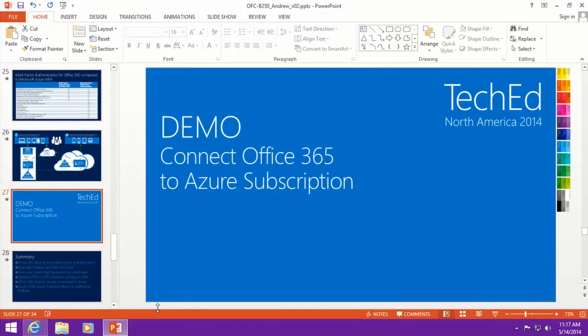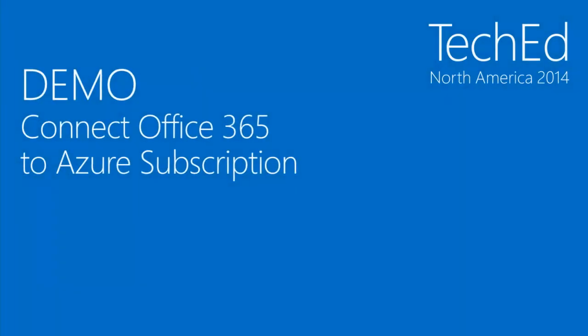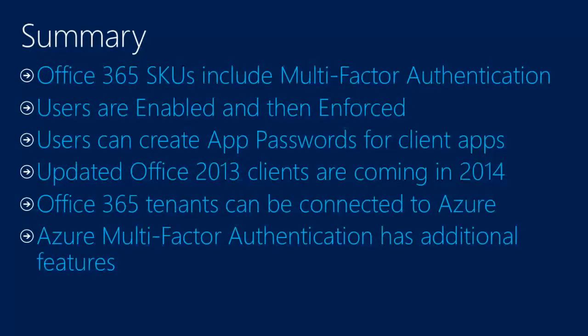All right, so that's it for the demo. Let's wrap it up. Let's talk about what we talked about. We talked about multi-factor authentication for Office 365, what's now included in Office 365 subscriptions. We showed you the UX, how you do that, and what you can do in Office 365. We talked about the updated Office clients that I'm eagerly awaiting. Those will be awesome, because app passwords are kind of a pain in the butt.